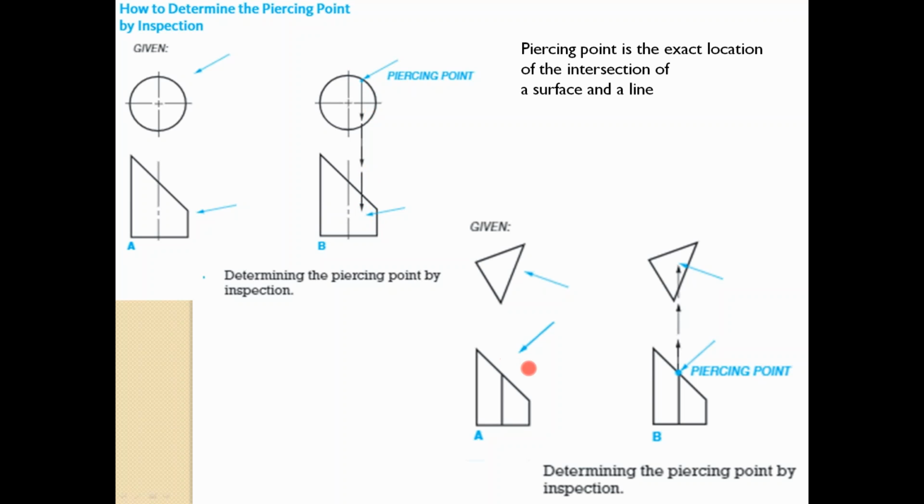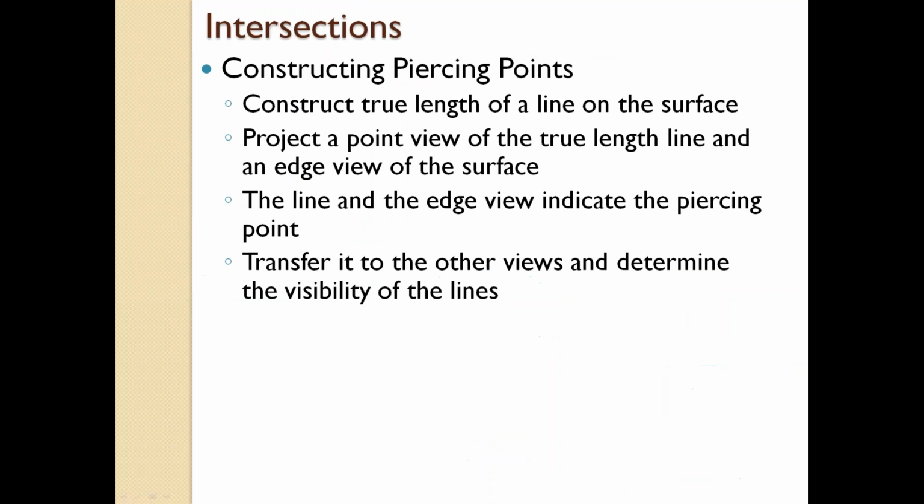And then if you look at the other object here, and if you look at this view here and your piercing point is here, you would just project all the way to the top. If you're looking in this direction, your piercing point is going to intersect at this location. So this is just by inspection, but of course it's not as accurate as by construction. Let's go to piercing point by construction.